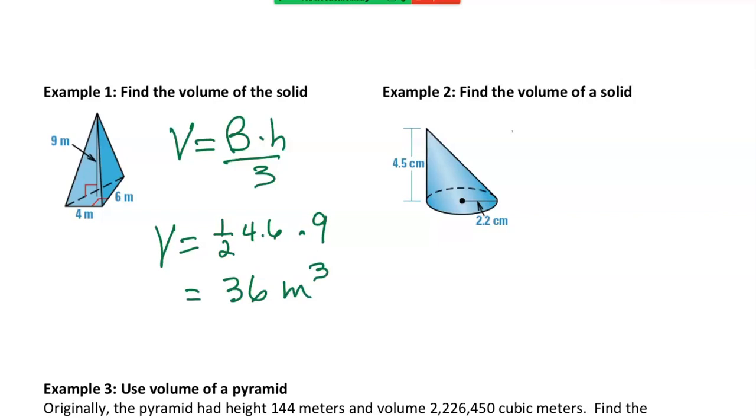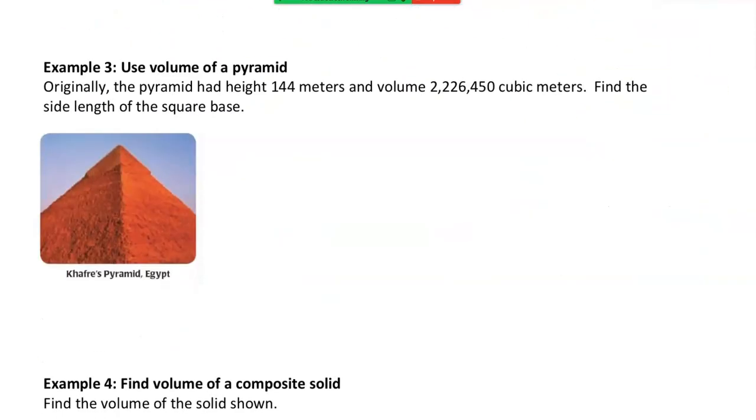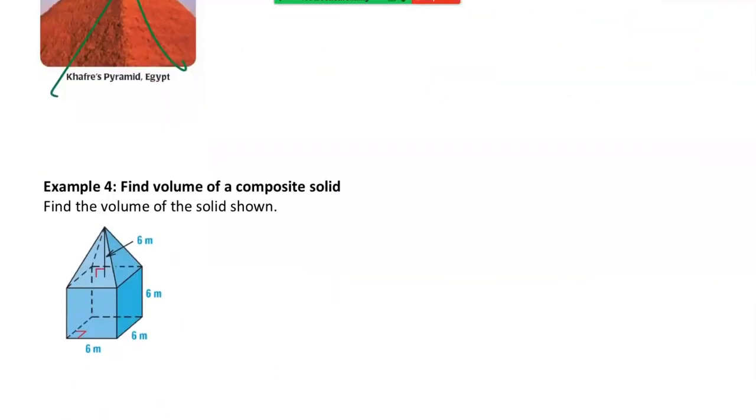So check that out for yourself. Okay, here's an oblique shape again. We can handle that because we have the height right here. Volume equals the area of the base times the height over 3. Area of that base is going to be 2.2 squared, pi r squared, times the overall height. And so when I put it all together, I get 21 pi, and it's going to be centimeters cubed. Okay, volume of a pyramid. If the height is 144, I think we're going to skip this. So let's just skip this one and go on to this next one.